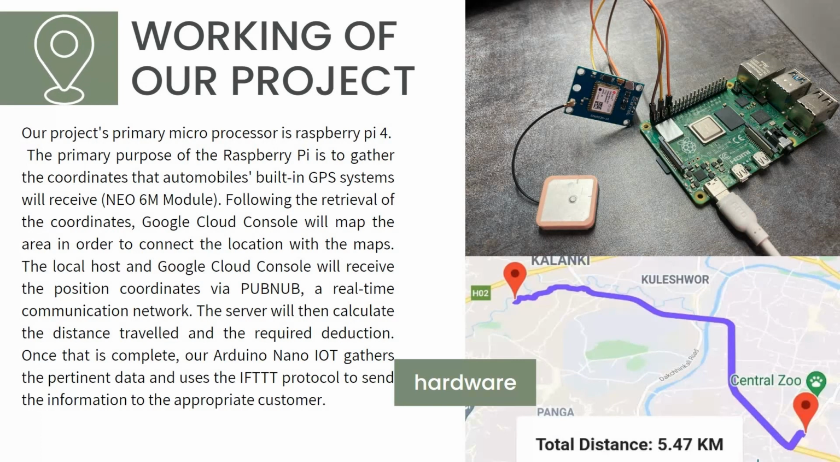Now we are being provided with the distance that the vehicle has traveled and the amount that has to be deducted from the client. This is where our Arduino Nano comes in. It gets the accumulated information and provides it to the respective recipient via email with our designed IFTTT protocol.